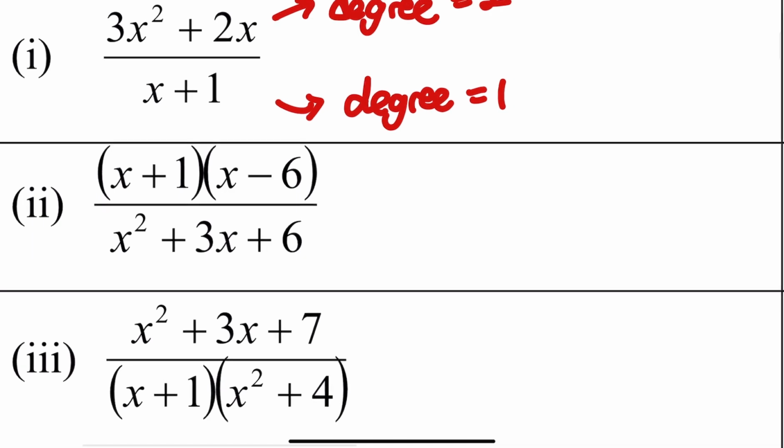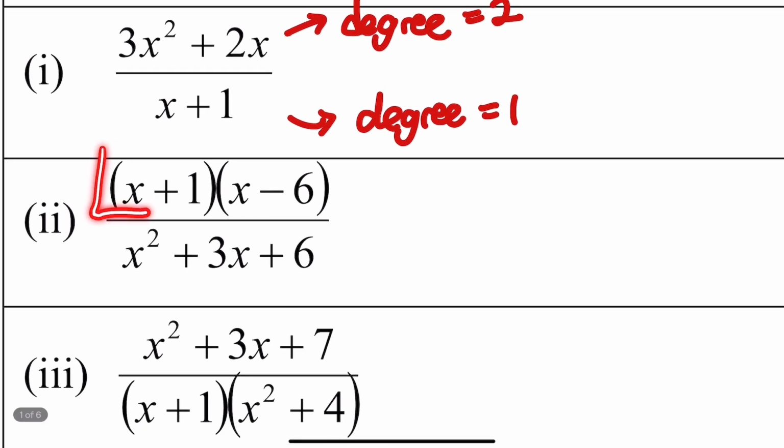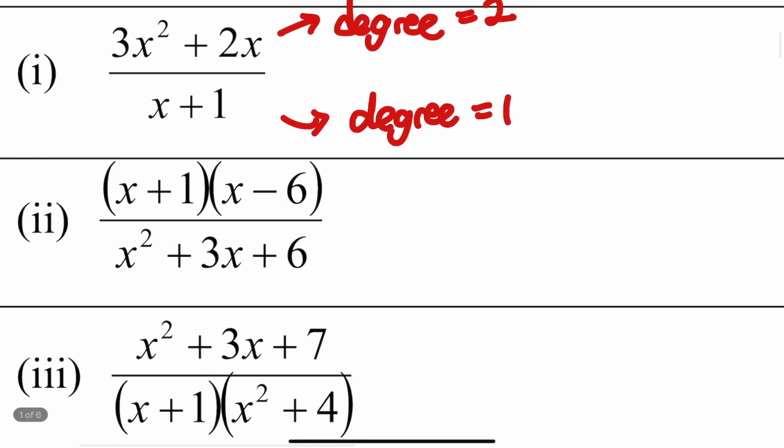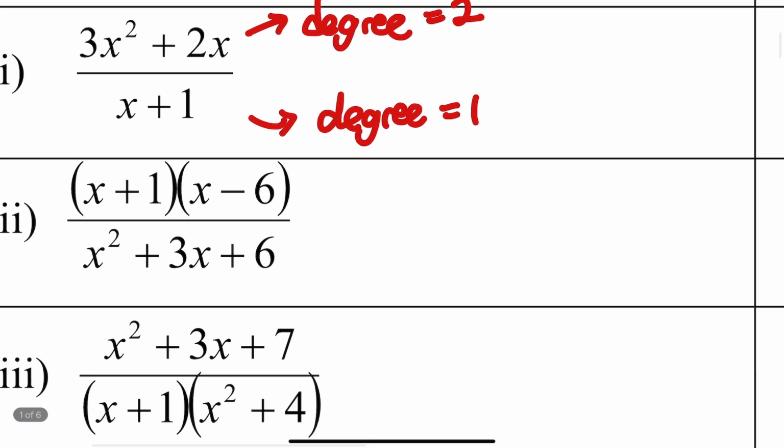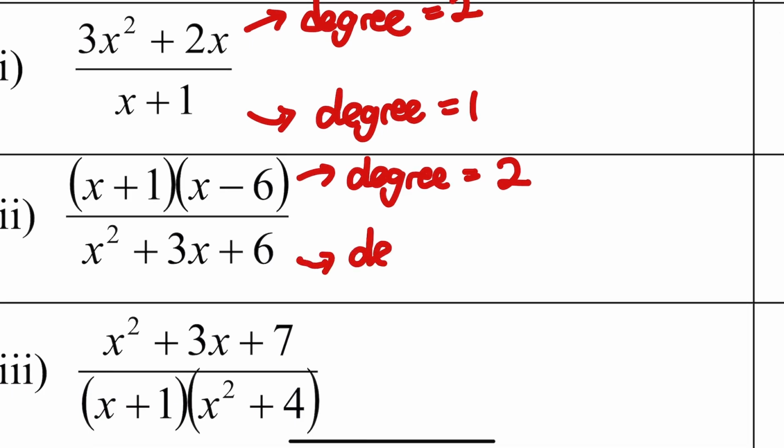If I were to look at this fraction over here, this is my numerator. If I were to expand out these two brackets, the highest power of x would be 2, because this x will be multiplied to this x over here. So for the numerator, even though it's expressed as a product of linear factors, the degree of the numerator is equal to 2, because when I expand out, the highest power of x is 2. And you can see clearly for the denominator here, the degree of the denominator is equal to 2.